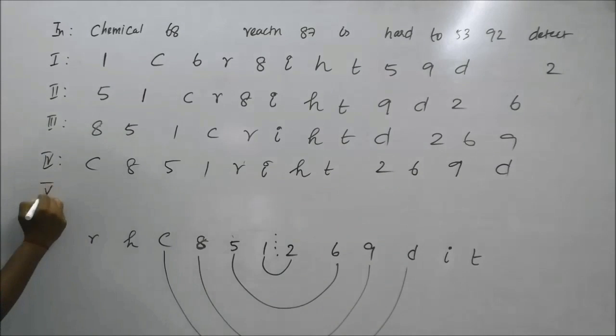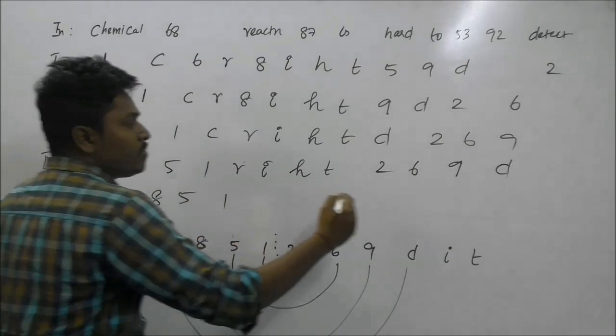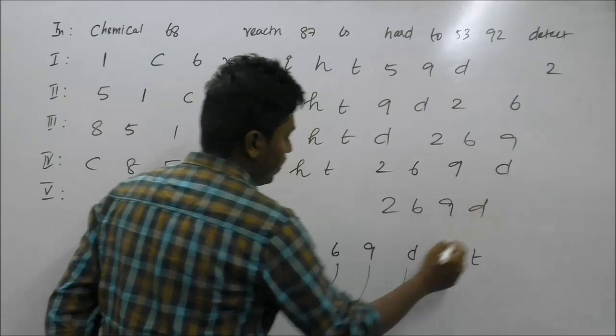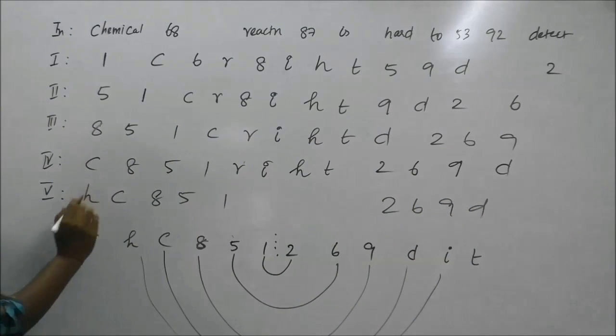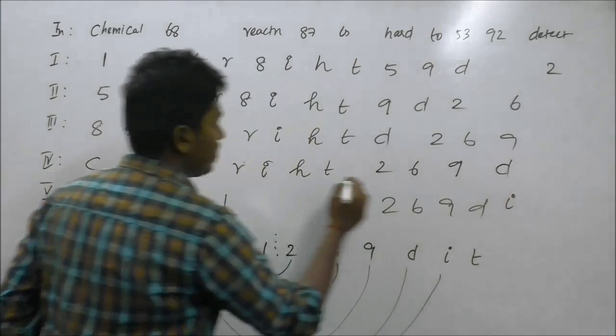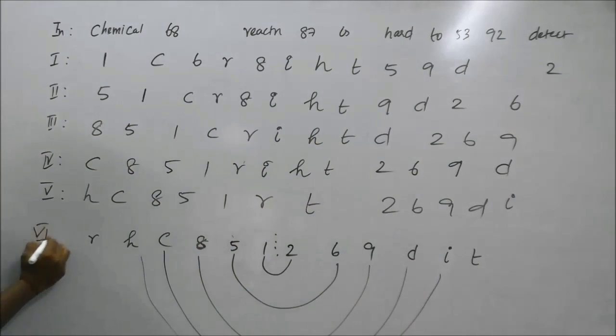Go for the fifth step, right? So push C, 8, 5, 1 and similarly push 2, 6, 9, D. We hope that after this, H and I should come. Where is H here? So H is here. Put H at the front, I at the last. So the remaining will be R and T. So I hope that definitely the sixth step will be like this.